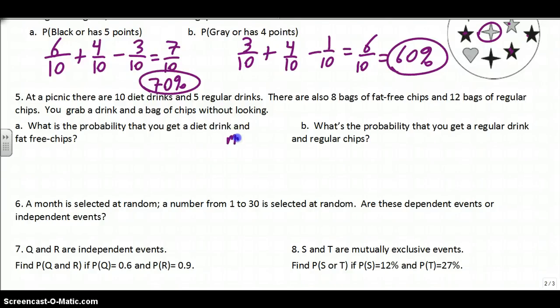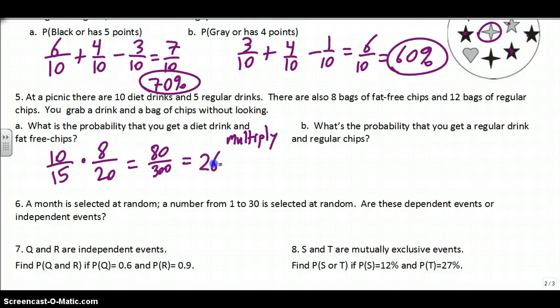Well, and is going to mean multiply in this case. Well, diet drink is 10 out of 15. Why 15? Because there are 15 total drinks. Times probability of getting fat-free chips. Well, that would be 8 out of 8 plus 12, which is 20. Okay. So you get 80 over 300, which is 26.7%.